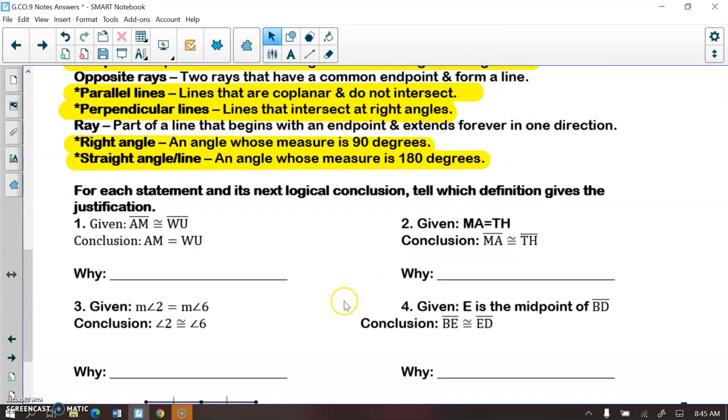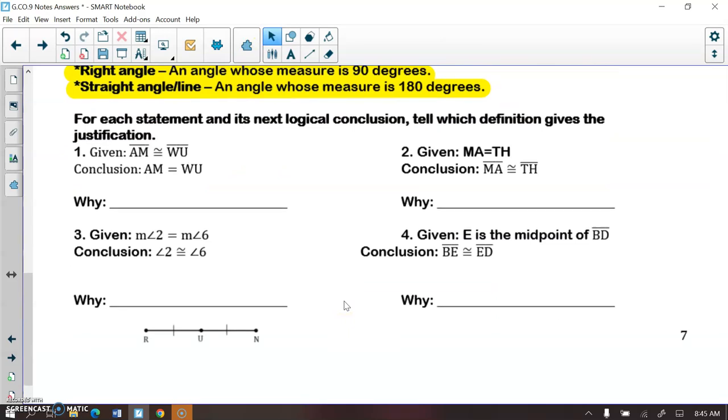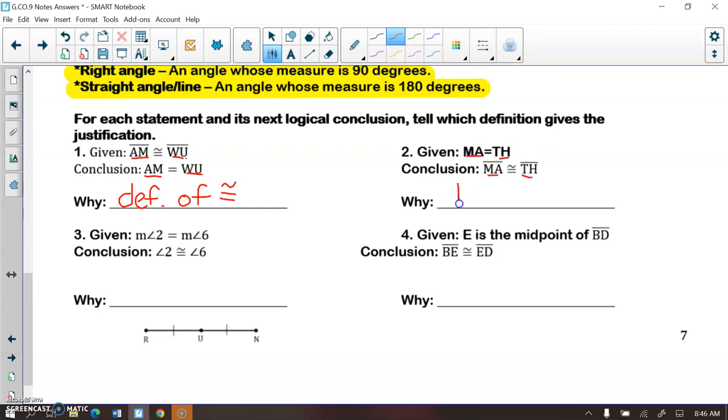So let's get started. There will be sometimes in your proof where we go from saying two segments are congruent to saying that they're equal. This is the definition of congruence, and I am fully okay with you abbreviating. So definition of congruence, and I just use the symbol of congruence. Now, if we're going back where it's saying that two segments are equal and now they're congruent, that's still the definition of congruence.